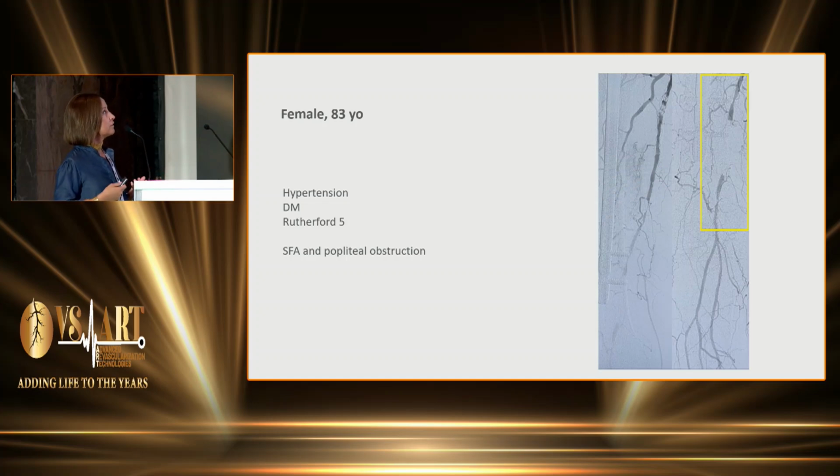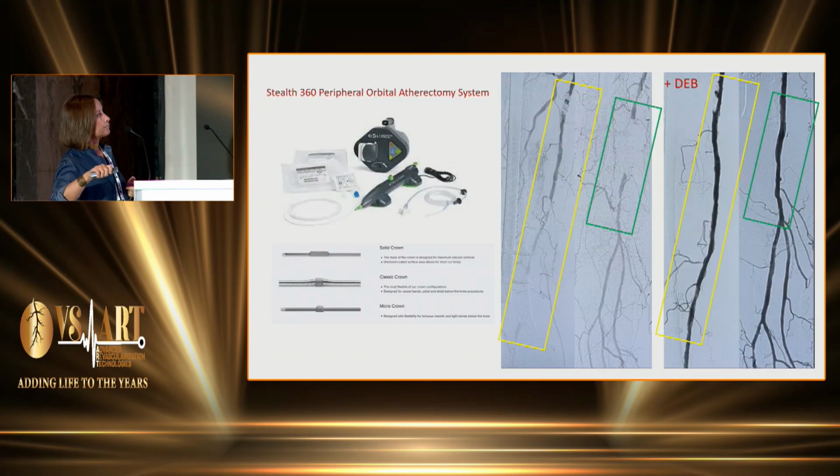This was another case, an 83-year-old female with hypertension, Rutherford 5, SFA and popliteal obstruction. In this case, the plaque was concentric, and we said, why don't we use something different, something less traumatic, but that can achieve a good result all around the circumference of our vessel. So we went for an orbital atherectomy system with a small crown. After the debulking, we performed dilation with a drug-eluting balloon again, and this was the result. This time, no stent needed.